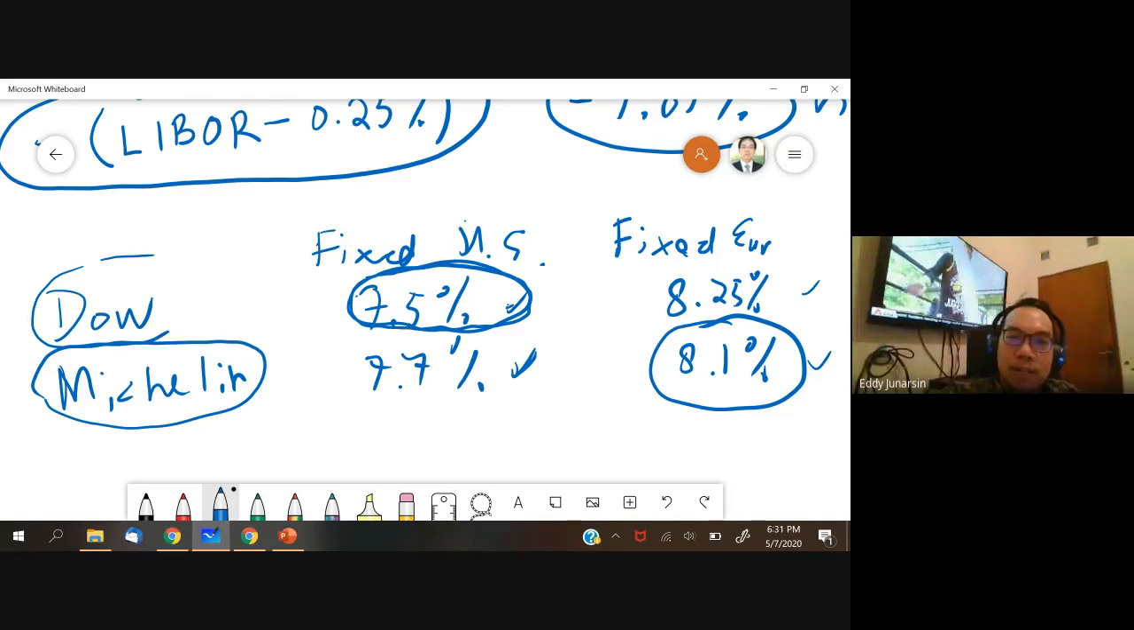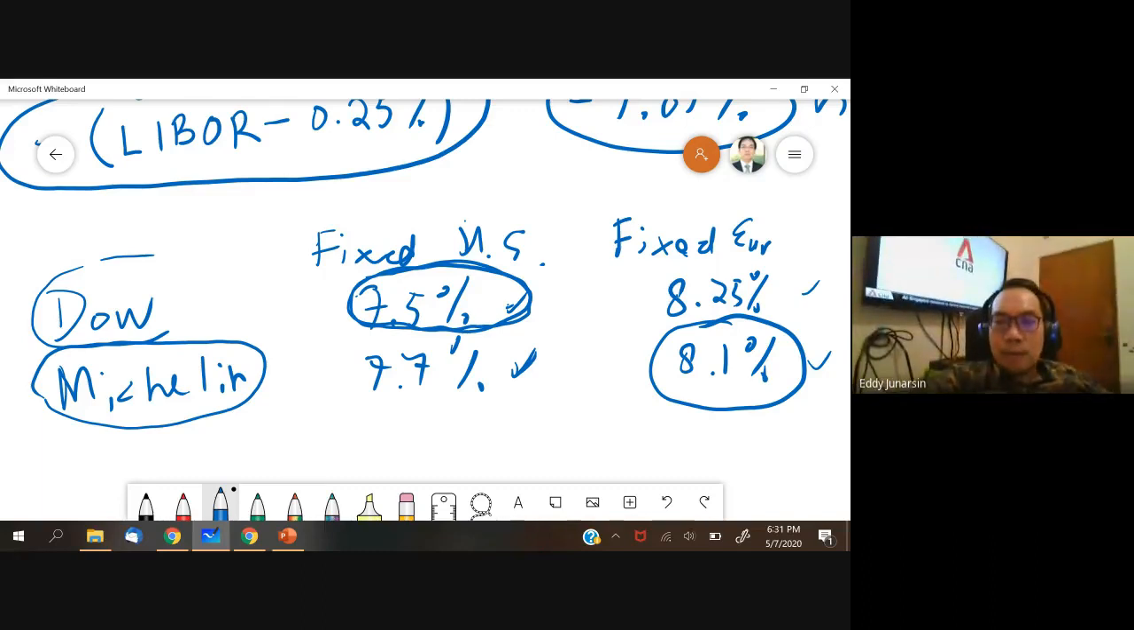On the other hand, Dow Chemical, if it has to borrow money by itself in Europe, it will have to pay 8.25, right? But because Michelin borrows the money in Europe and exchanges the obligation with Dow, Dow ends up paying only 8.1% per year. So both are happy, right? Both parties are happy.